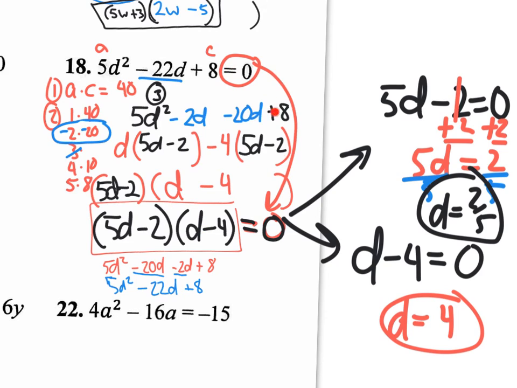Because it's an equation equal to 0, you have it equal to 0, which means this one equals 0. That's what it says up here. And this one could equal 0. That's what it says down here. When you solve both, you get those two answers, 2/5 and positive 4.